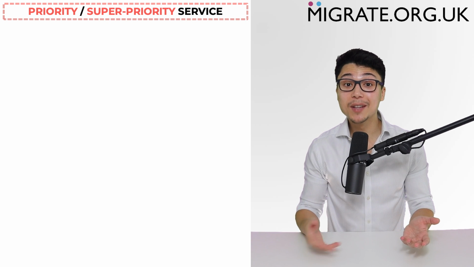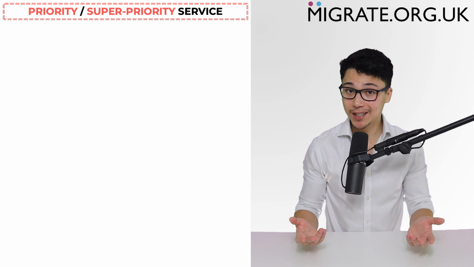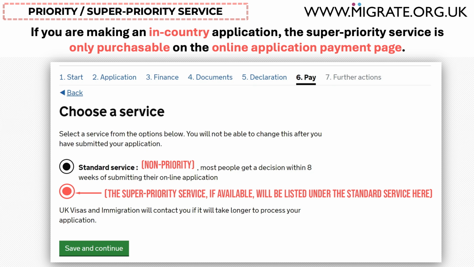What if you want to opt for the priority or super priority service? If you're making an in-country application, please note that currently the super priority service is only purchasable on the online application form payment page. It cannot be purchased on the UKVCAS website. Therefore, if you're making an in-country application and you only want the super priority service but only the standard service is showing, if the visa expiry date permits, you may decide to check back at a later date before you pay the Home Office fee.